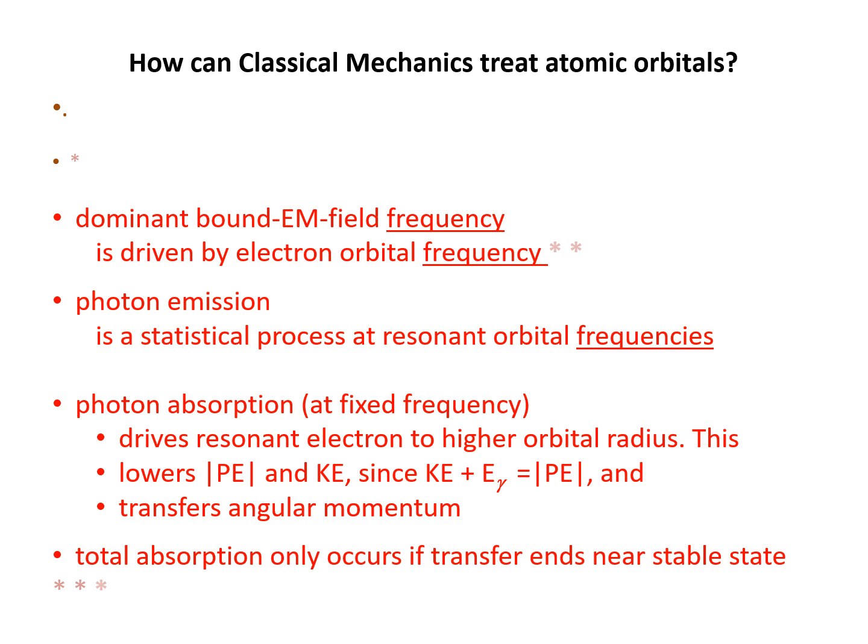Photon absorption is at a fixed frequency. It drives a resonant electron to a higher orbital radius. This lowers potential energy and kinetic energy, since kinetic energy plus photon energy is equal to the potential energy, and it also transfers momentum. Total absorption only occurs if the transfer ends near a stable state. If the end state is not stable, then the process does not complete and re-radiation or Compton scattering occurs.